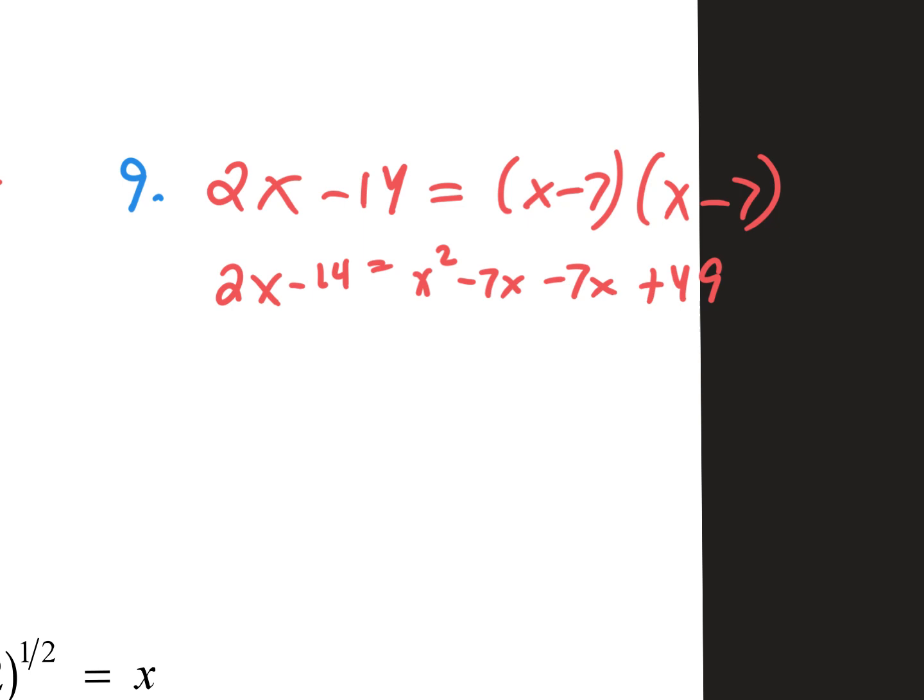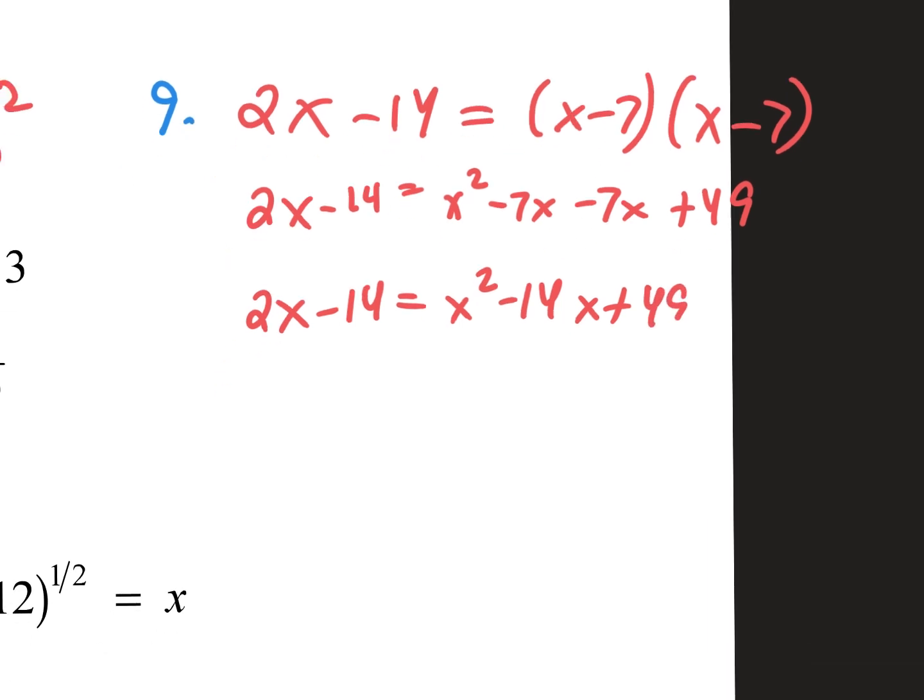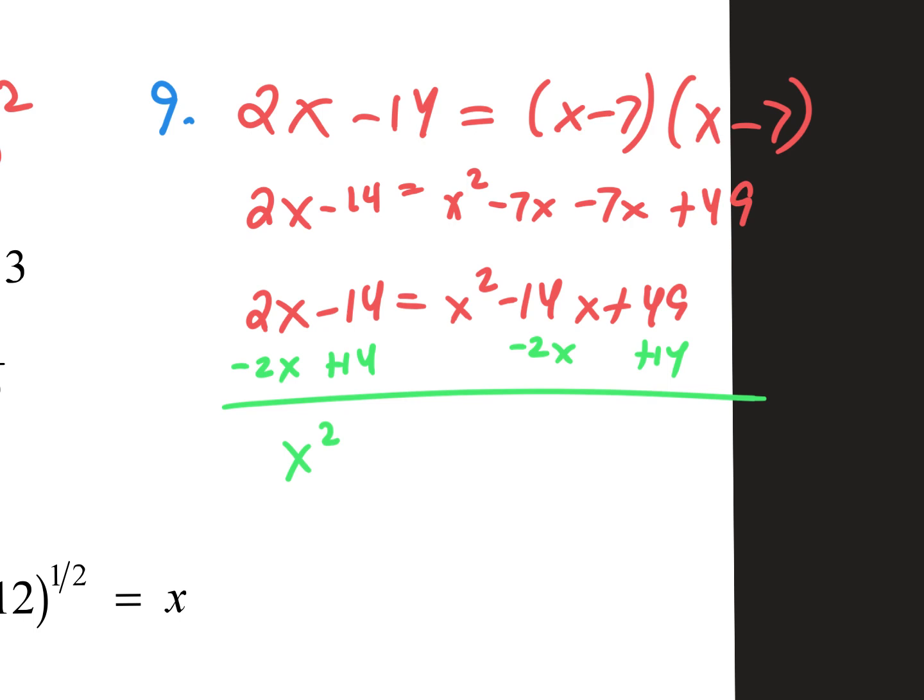That means we're going to have to move everything to one side and then end up factoring. So I have 2x minus 14 equals x squared minus 14x plus 49. Everybody agree? Now let's move everything to the right side. So I have my x squared and my x on one side. So I'm going to subtract 2x and I'm going to add 14. So when I do that, I have x squared minus 16x.